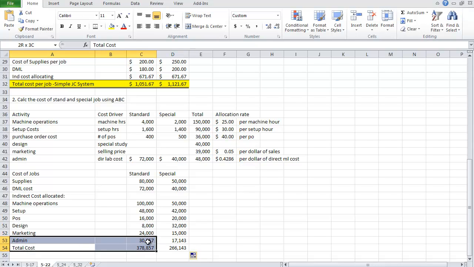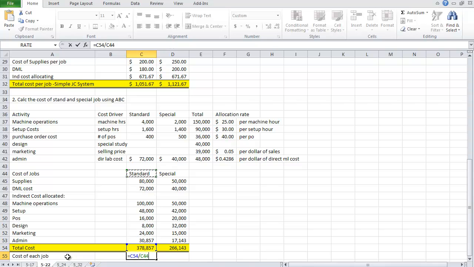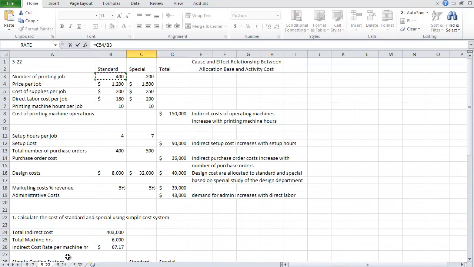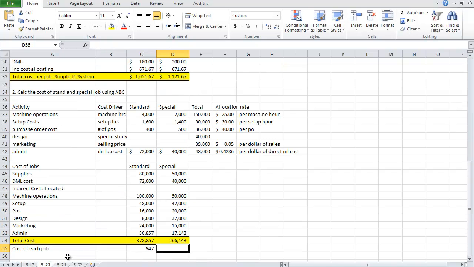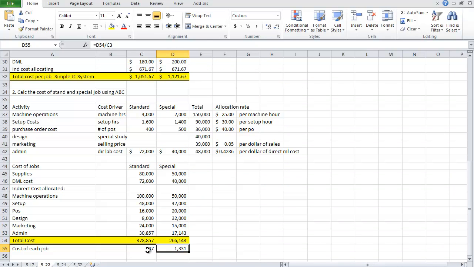Let's throw in some formats. Let me try this again here. And let's also calculate a cost of each job. So if we take the 378,000 and divide it by the number of jobs, let's do the same for this, and then we'll change the decimal points, and we can see in a comparison basis the differences between.